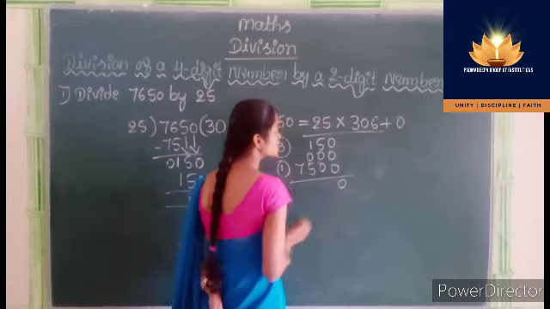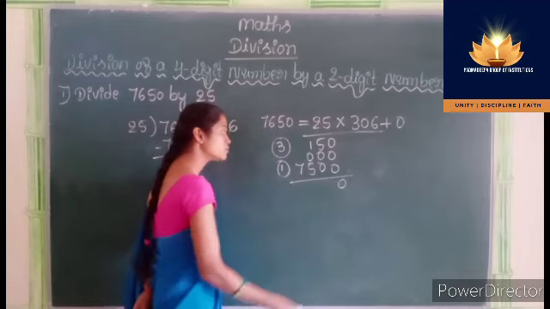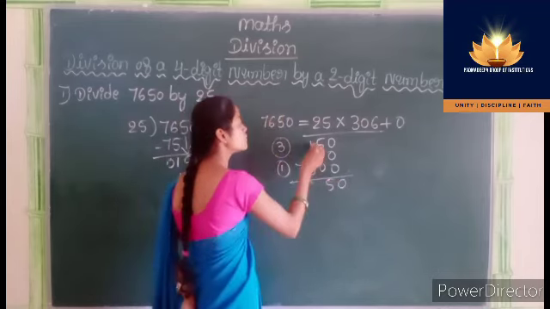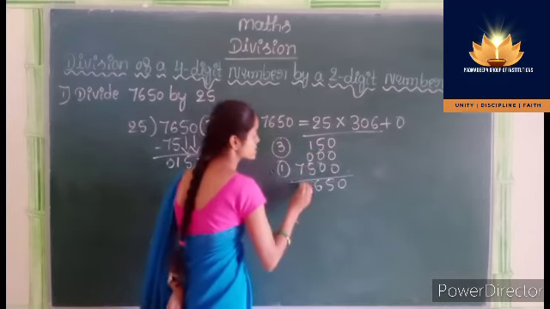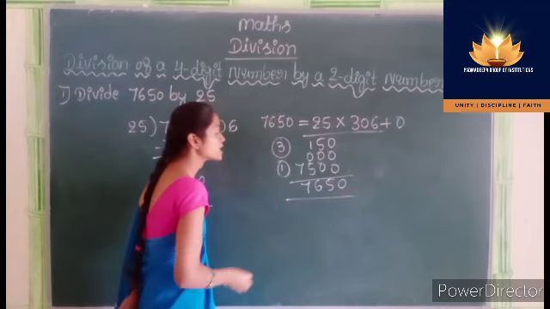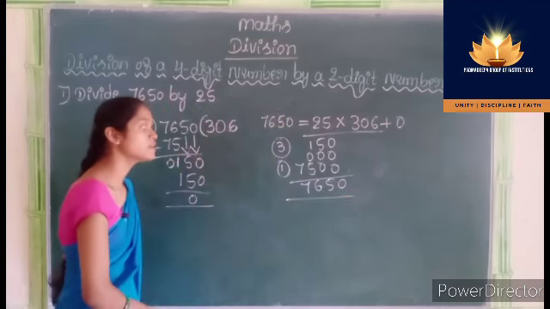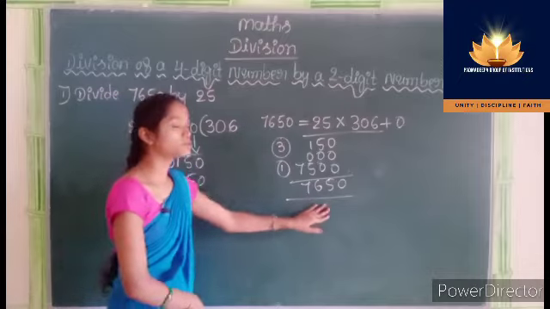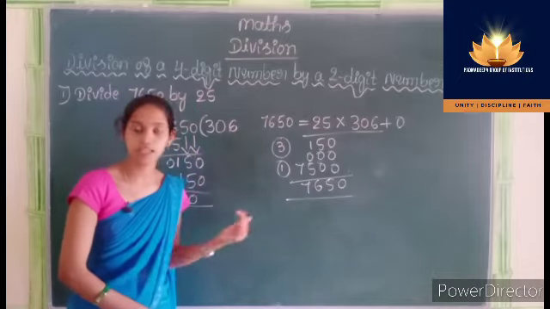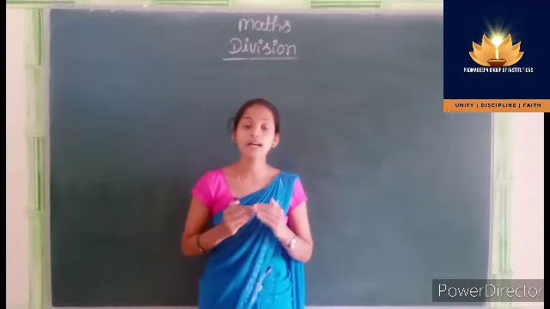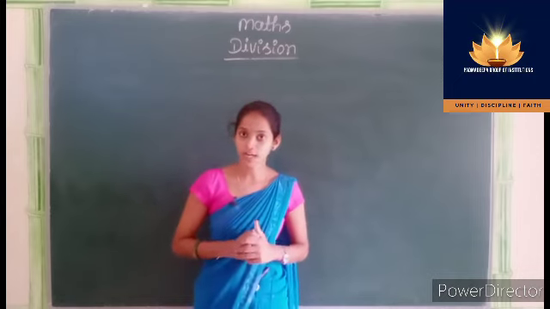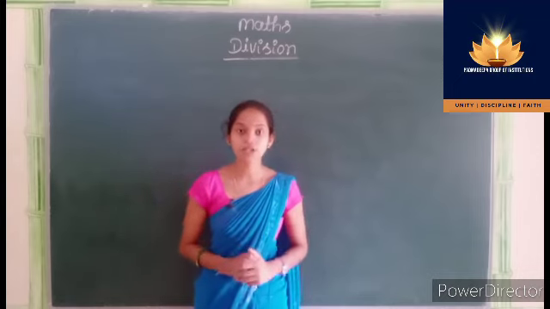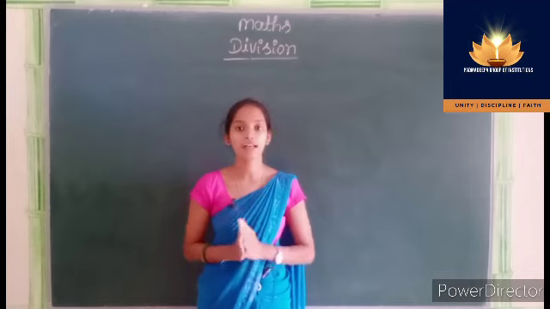0 plus 0, 0, 5 plus 0, 5, 5 plus 0, 5. 1 plus 0, 1, 1 plus 5, 6 and write 7 as it is. So we get 7650. LHS is equal to RHS. So our division is right. Have you understood, students? I hope you all are clear about how to divide a 4-digit number by a 2-digit number and division by 10, 100 and 1000.